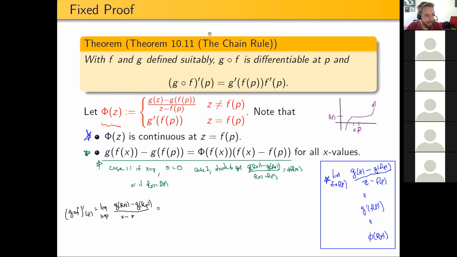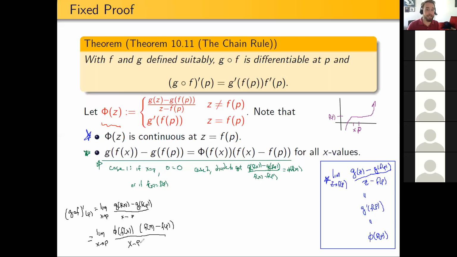But looking up here, I recognize that the numerator, the g of f of x minus g of f of p, can be rewritten as this thing right here. So I will go ahead and rewrite this using the numerator. I'll try to save some space and jump down here. So this is the limit as x goes to p, and let's rewrite that numerator as phi of f of x times f of x minus f of p all over x minus p.